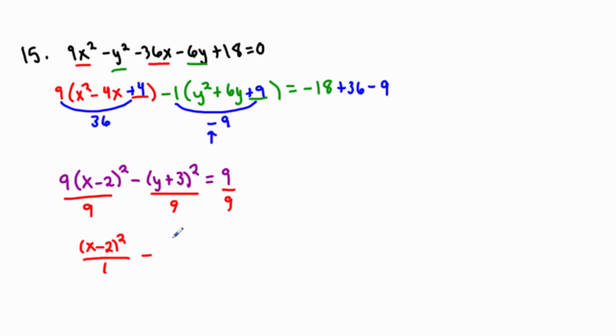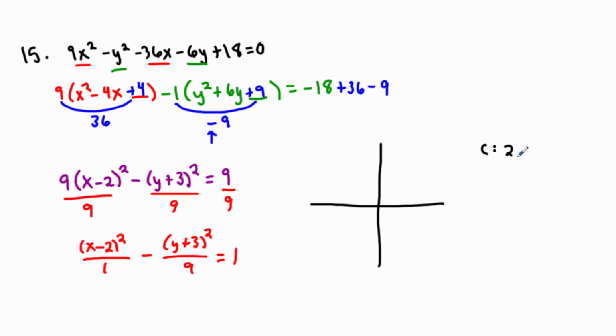9 over 9 is 1. This is just going to stay 9 on bottom. You don't have to write over 1 for this first fraction, but you can leave it that way if you want to. We have to graph this, which means we need the center, which is at 2, -3. So that's down here. We need how much it goes left and right and up and down. So it's going left and right, the square root of 1, which is 1. It's going up and down the square root of 9, which is 3.